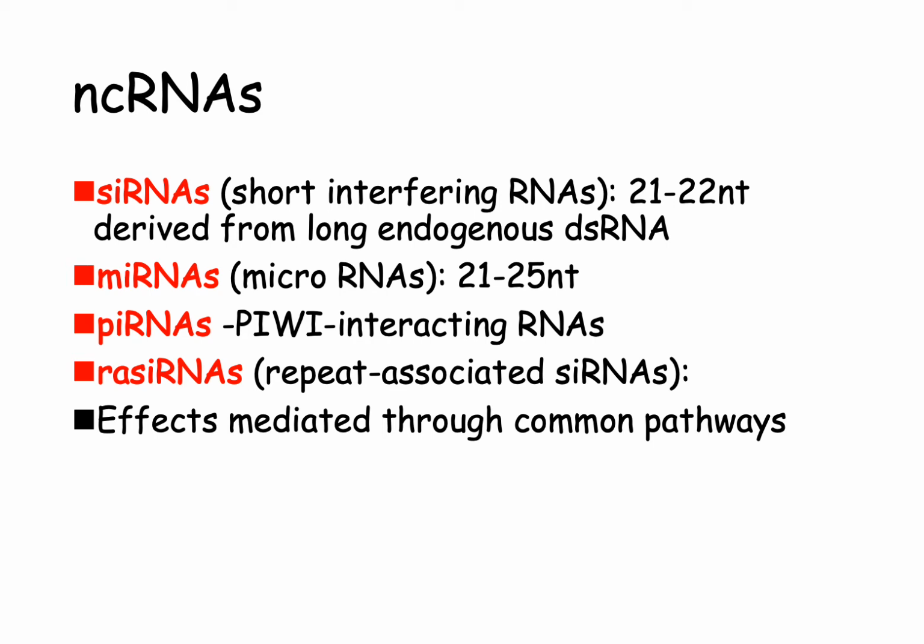So what are siRNAs? They are short interfering RNA molecules, 21 to 22 nucleotides, derived from a long endogenous double-stranded RNA. You have microRNA, which are 21 to 25 nucleotides, and these are also endogenously transcribed, which I'm going to mention later on. You have the PIWI interacting RNA molecules, and you have the rasiRNAs, which are repeat associated siRNAs. The really important thing is that they all have similar effects mediated through a common pathway. They're not identical pathways; we have very key important pathways which you should be aware of for this essay.